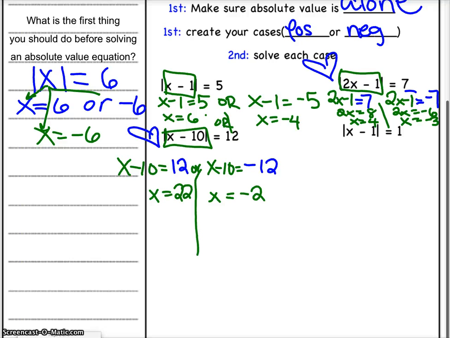Last one. This is how I do it. I'm going to do it a little bit more fluently since I've been exposed to it a lot. Right away when I see the absolute value of x minus 1 equals 1, I know I have two cases. I have my positive case and I have my negative case. So I say x minus 1 equals positive 1 or x minus 1 equals negative 1. My two cases. And then I solve. Plus 1, plus 1. Okay?